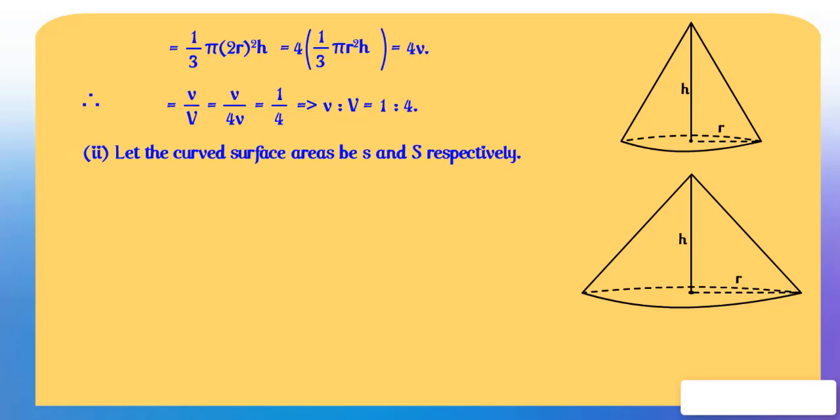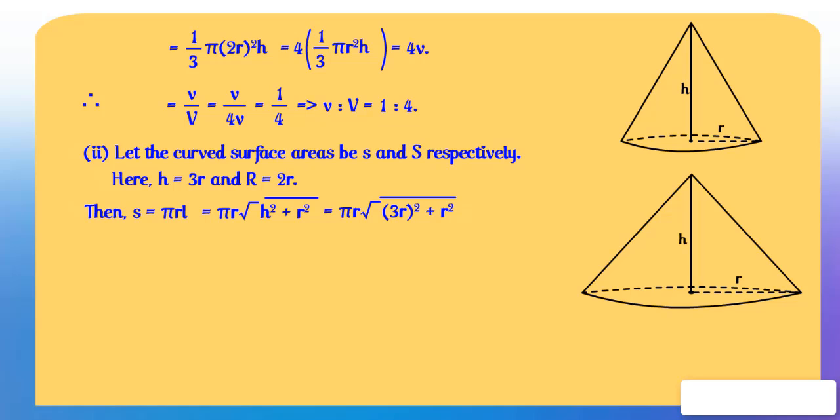Second, let the curved surface area be small s and capital S respectively. Here, h is equal to 3 times small r and capital R is equal to 2 times small r. Then, small s is equal to pi into small r into L, which is equal to pi into small r under root of h square plus small r square, which is equal to pi into small r under root of 3 into small r whole square plus small r square, which is equal to pi into under root of 10 small r square.